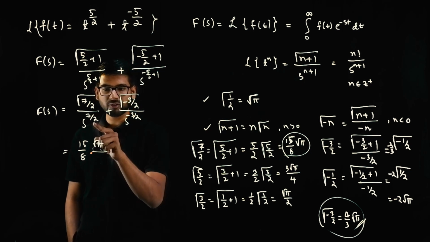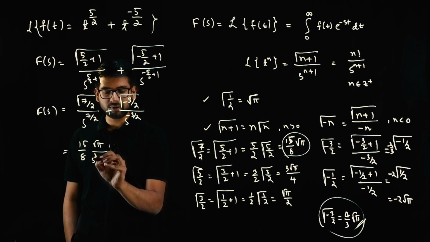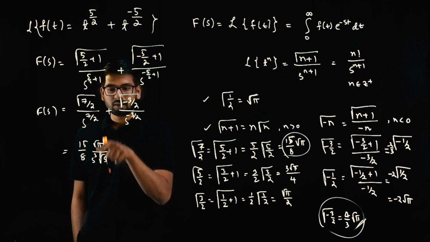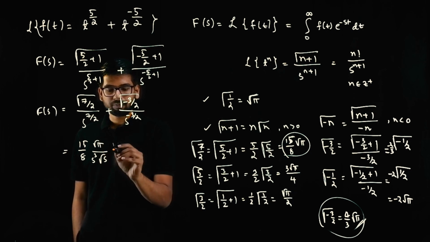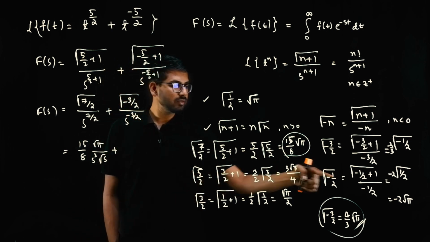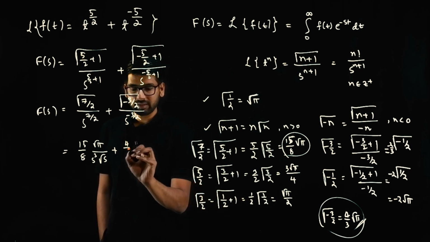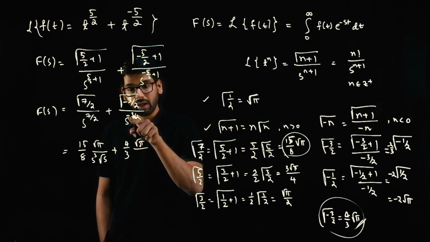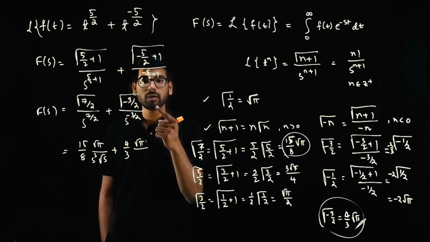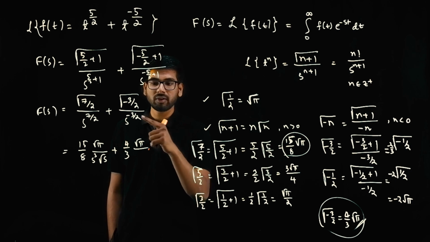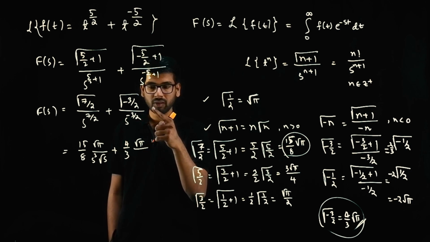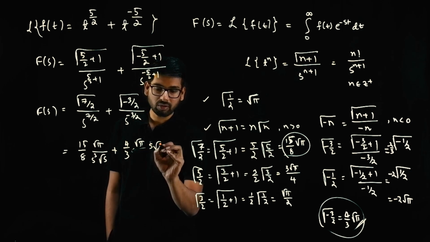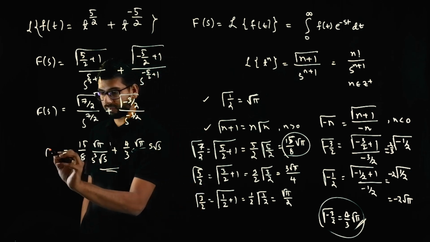You can write s power 7/2 as it is, or I'll write s cube square root of s. You can leave it like this or write it like this. This is from laws of exponents. Plus gamma of minus 3/2 is 4/3 square root of pi by s power minus 3/2. If you have a negative sign in the denominator and it goes to the numerator, it will become plus. So it is s power 3/2 in the numerator. S power 3/2 is actually s square root of s. This is f of s.